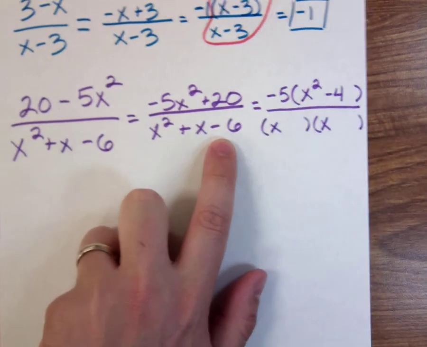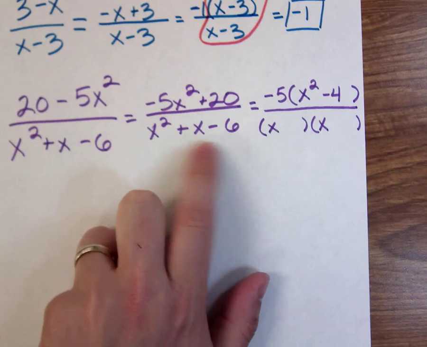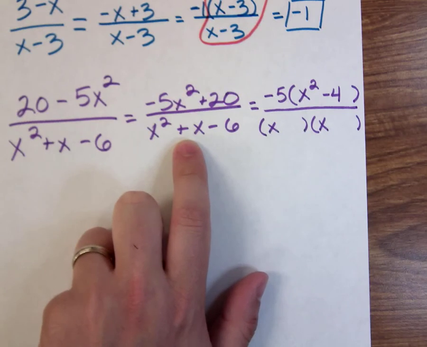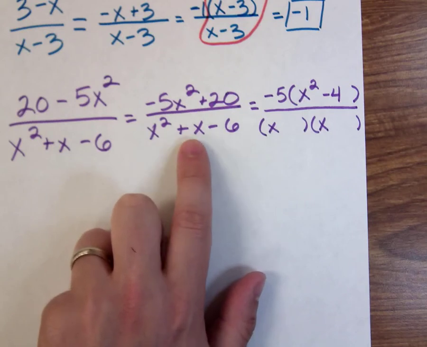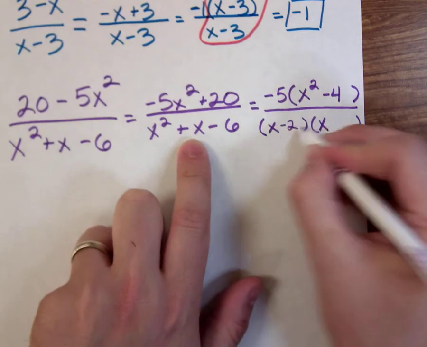Next problem. What are the two numbers that I can multiply for negative 6 but add for 1? Negative 3 and positive 2 would add up to give me negative 1. How about negative 2, positive 3?